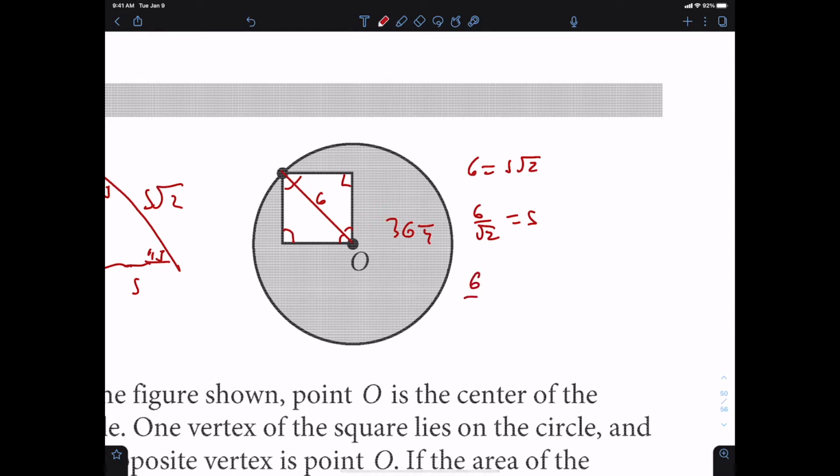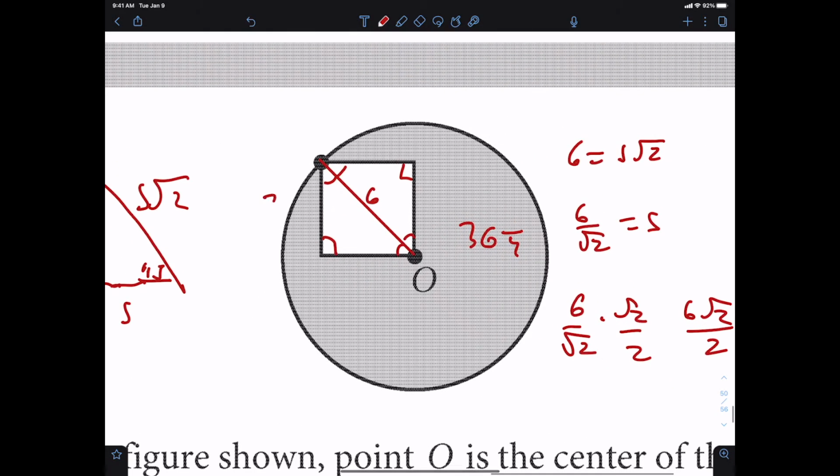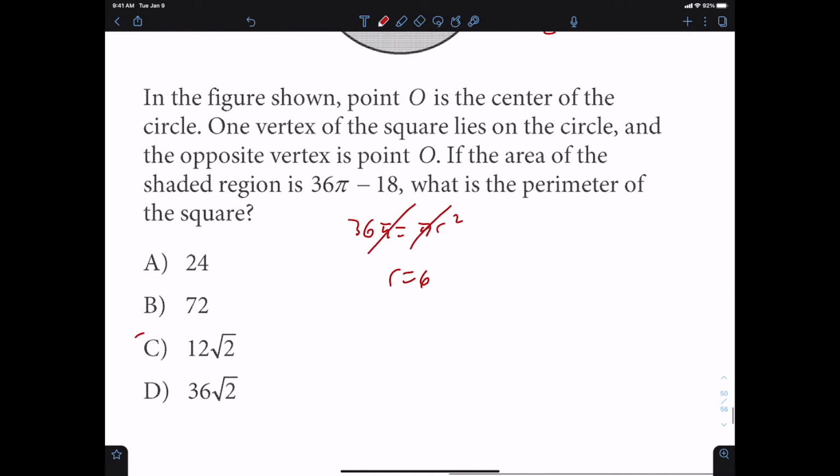We can rationalize this by multiplying by root 2 over root 2, which is just 1. So we get 6 root 2 over 2. We can divide. 6 divided by 2 is 3. So we get 3 root 2 as our side length. So if this is 3 root 2, this is also 3 root 2. This has to be 3 root 2. And this is 3 root 2. We want the perimeter, so we add all these up. 3 root 2 times 4, and we get 12 root 2, or option C.